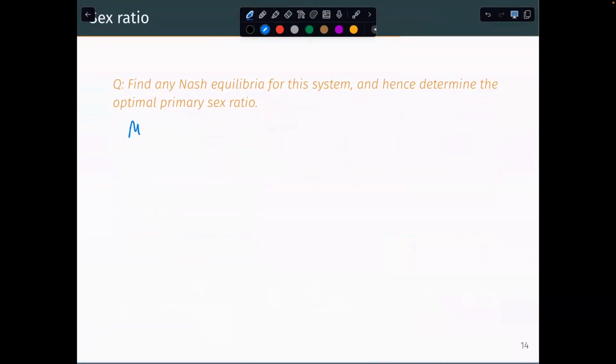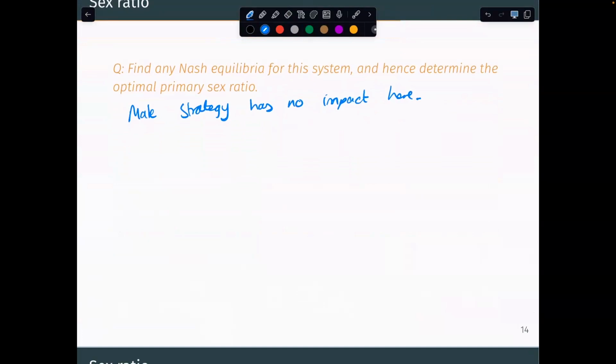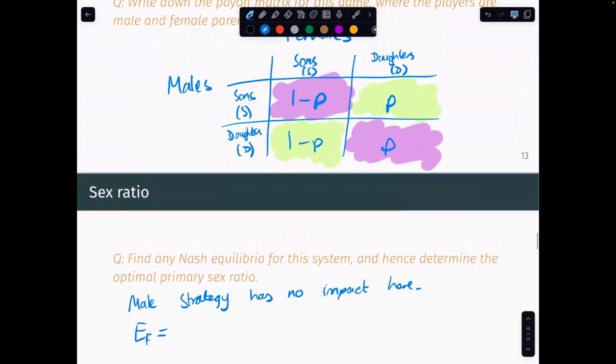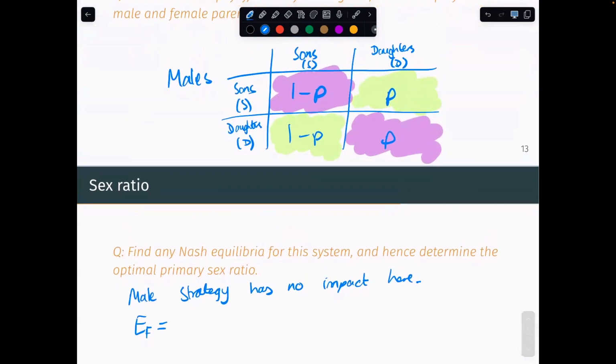So I'll work through this one with you guys. So the male strategy has no impact here. So by definition, that means that it doesn't matter what the males want to play, since their choice doesn't matter. So we actually only need to think about the payoff for females. So the expected payoff for females is just going to be, well, we've got a bit of feedback here. It's going to depend on the frequency of males in the population.